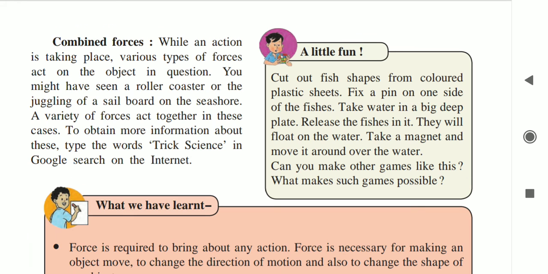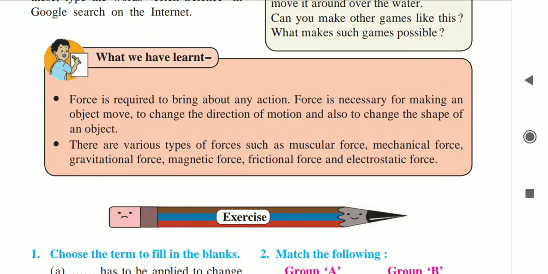Understood? So what did we learn from this chapter? Force is required to bring about any action. Force is necessary for making an object move, to change the direction of motion, and also to change the shape of an object. There are various types of forces such as muscular force, mechanical force, gravitational force, magnetic force, frictional force, and electrostatic force. Now let's see the revision.